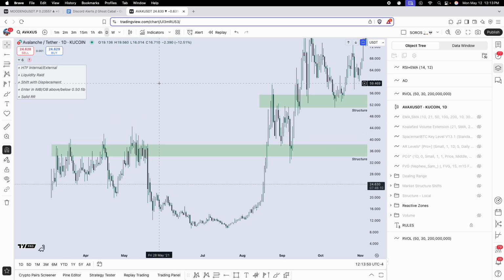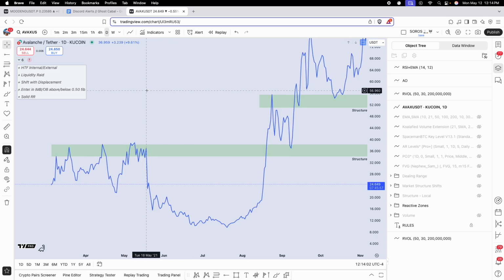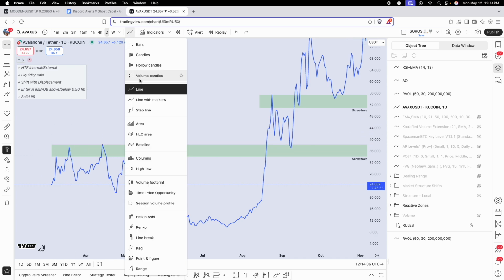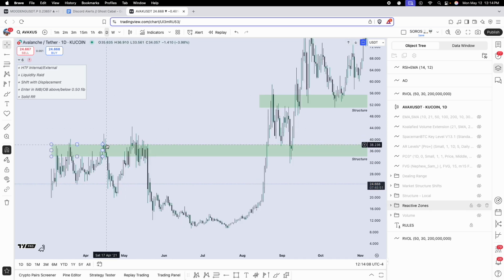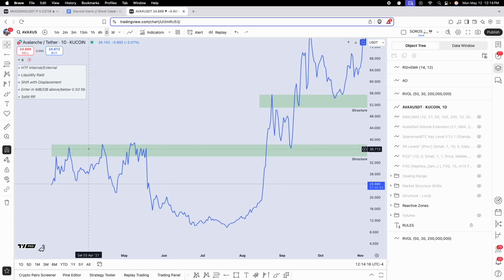So it's very arbitrary. What I normally do if I'm trying to define a reactive zone or a reactive structural zone is when it's messy like that, go into this. So click that tab and go into line chart and use the candle closures. So in the bar chart you get not only the candle bodies, but you get the wicks as well. The wicks make it messy, right? So what I'll normally do is look for candle closures.